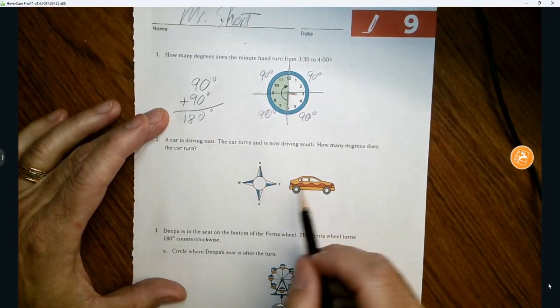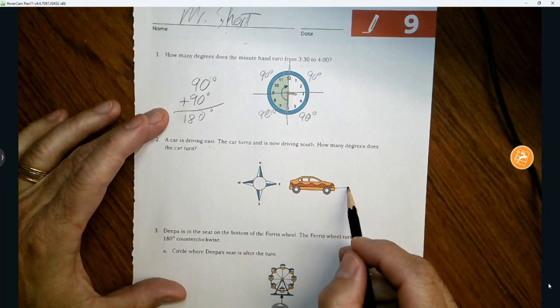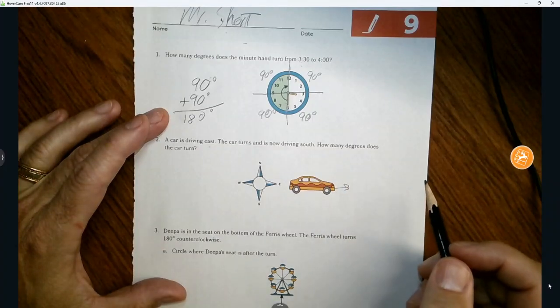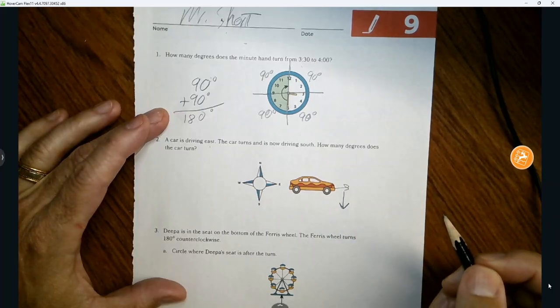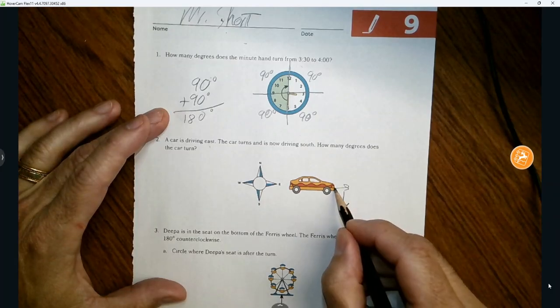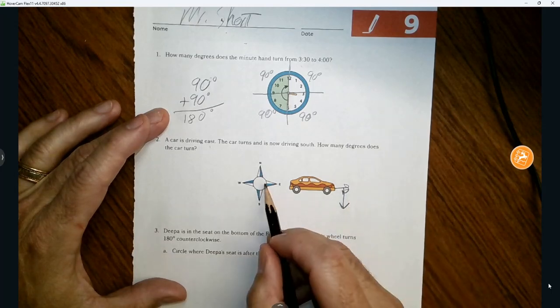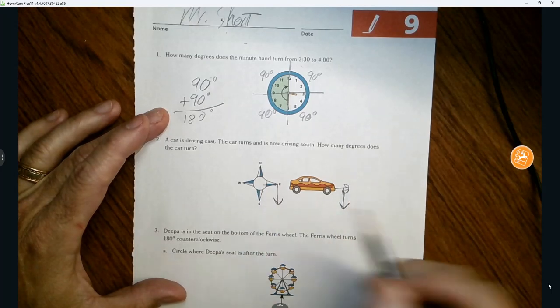Okay, next one, a car is driving east. So the car is going this way. This car is pointing right now, going this way. The car turns and is now driving south. So it turns, it's going this way. How many degrees does the car turn? Remember, it was going this way. Now it's going this way. It was going east. Now it's going south.